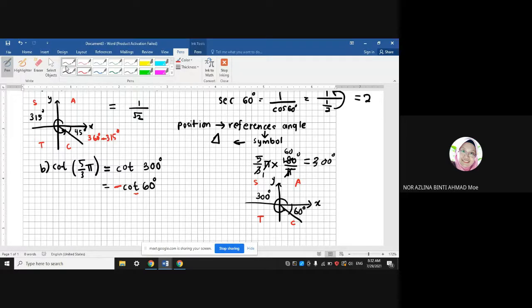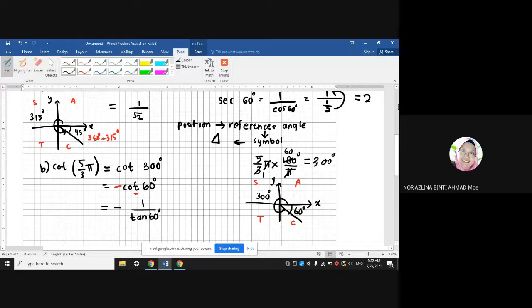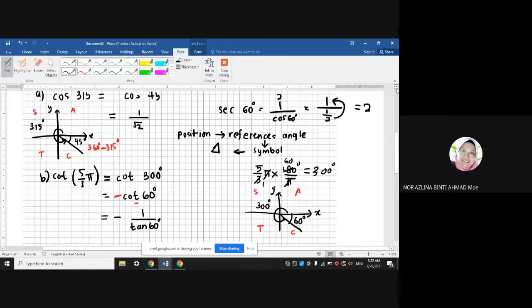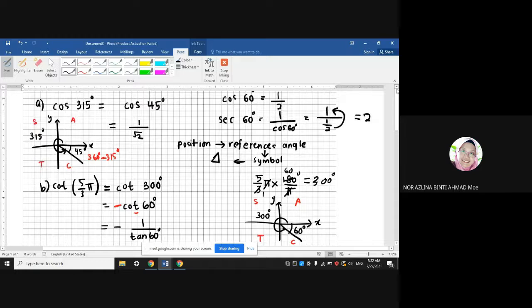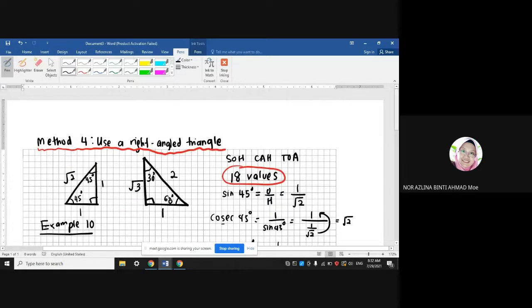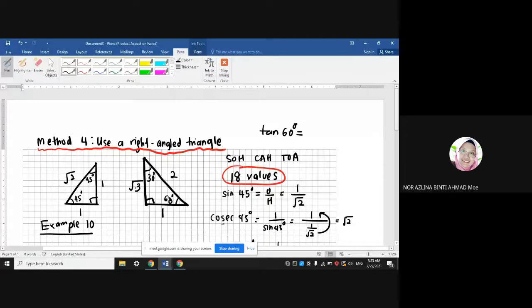Ni nak tahu position. Position dia. Di mana 300 ni? 300 kuadran berapa? Kuadran ni 270, ini kuadran ke 4. So, kalau sini 300, ini balance berapa? 60. Okay. So ini adalah cotangent 60.